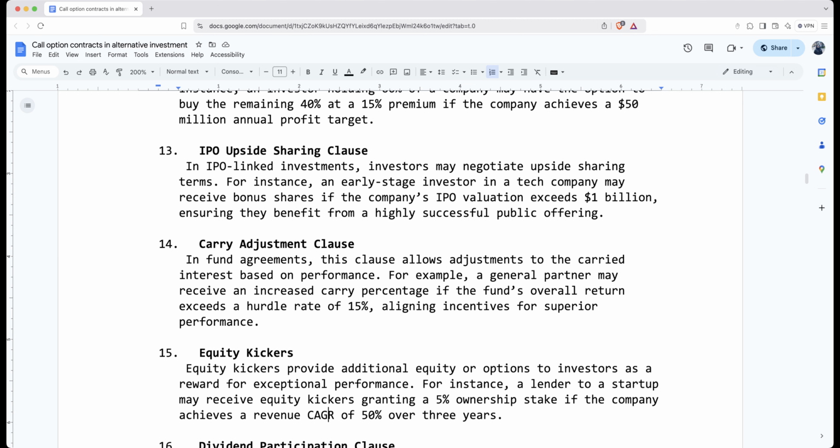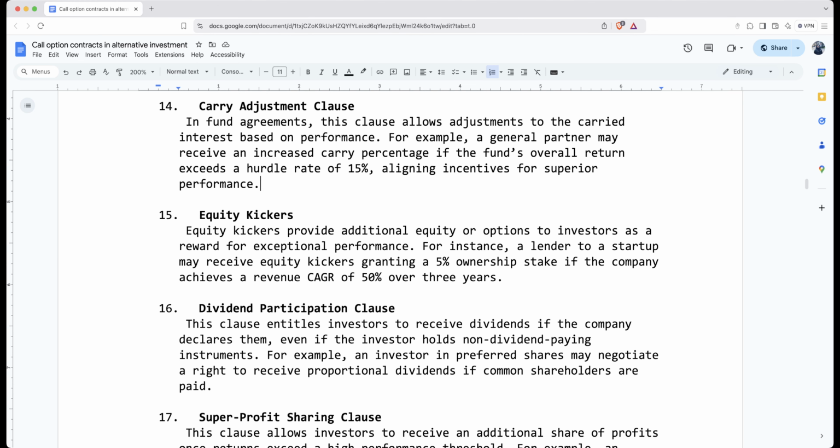Equity kickers. Equity kickers provide an additional equity option to the investor as a reward for exceptional performance. Therefore, the equity investor has incentive to help the project. For instance, a lender to a startup may receive equity kickers, granting a 5% ownership stake if the company achieves a revenue CAGR, compound annual growth rate, of 50% over 3 years.